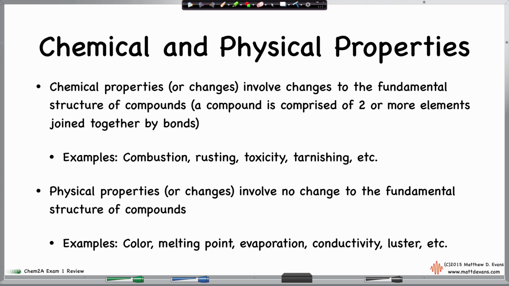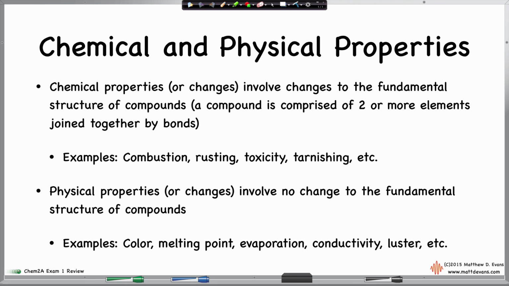All right, so just as a review, let's review chemical and physical properties. Chemical properties, this is the tough one. If I say properties or changes, it means the same thing. It involves changes to the fundamental structure of the compound. That's the key statement: something's going to happen to the bonds in the compound from the reactant side of a reaction to the product side. And a compound, by the way, as just a reminder, is comprised of two or more elements joined together by bonds. So those bonds have to change in some way for a chemical change or property. Now, examples, there's plenty of examples.